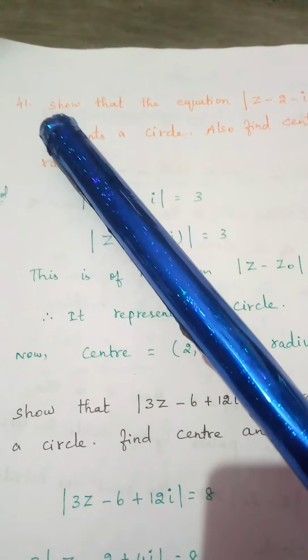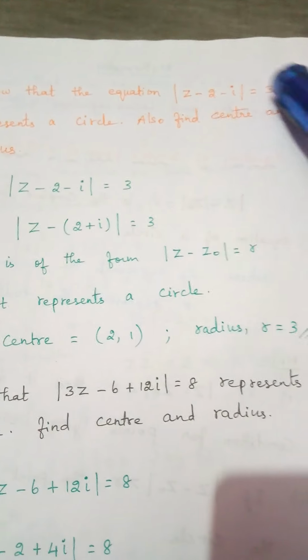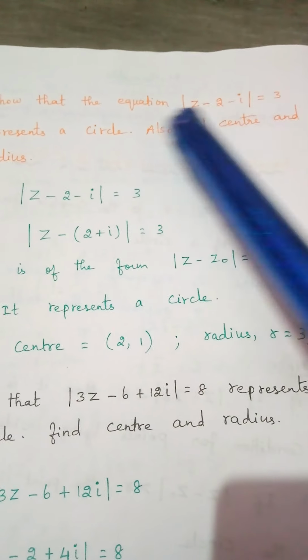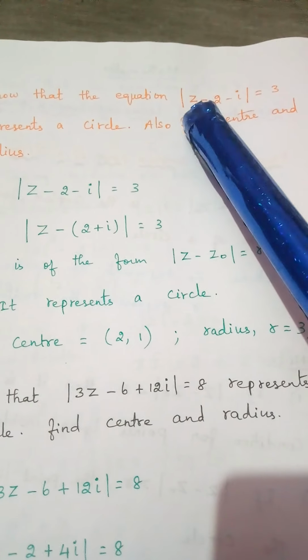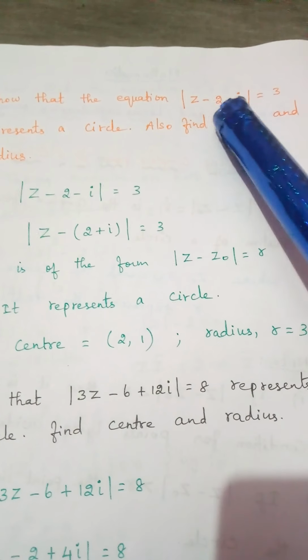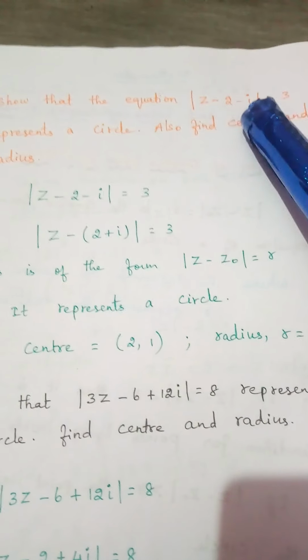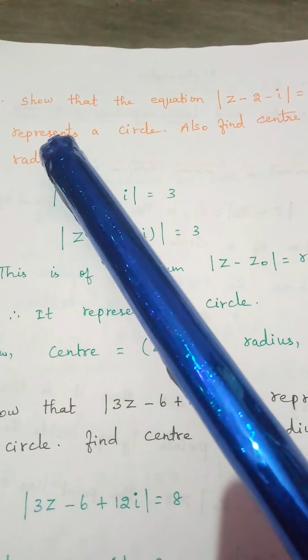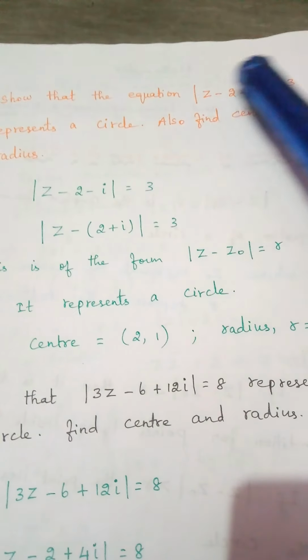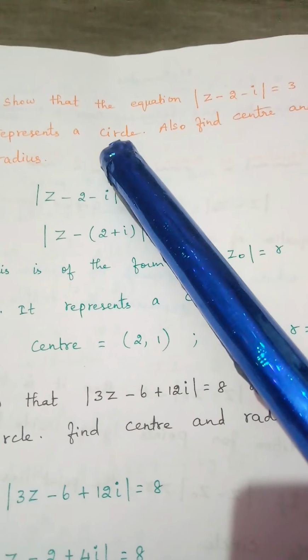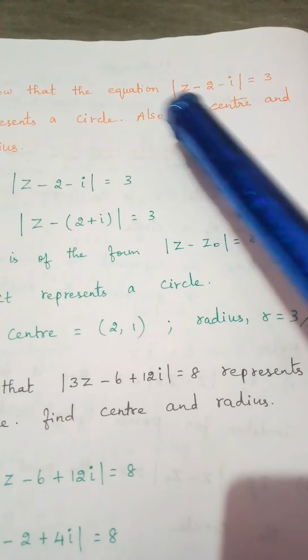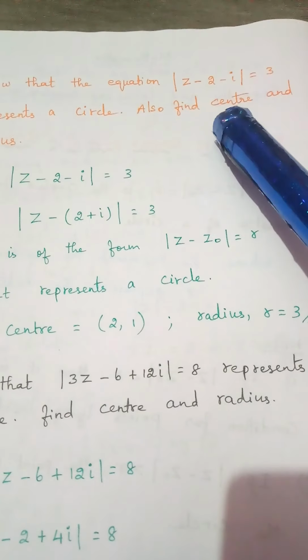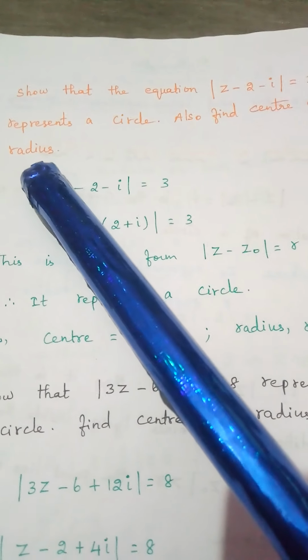Show that the equation modulus of z minus 2 minus i equals 3 represents a circle. Here z is a complex number, and 2 plus i is some other complex number. They are asking us to prove that this equation is nothing but a circle. We should find the center and radius.